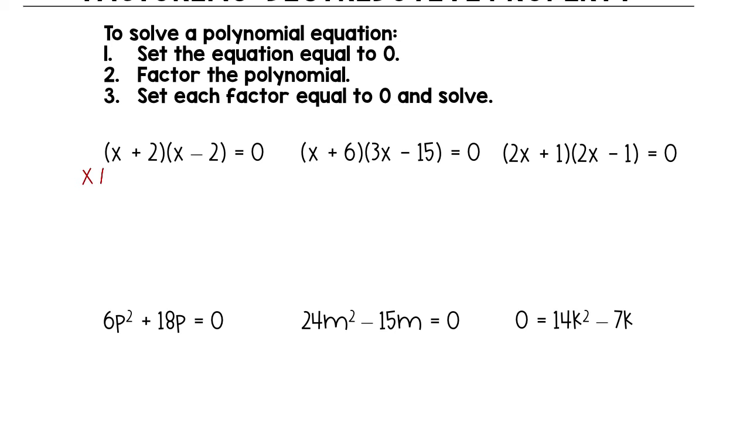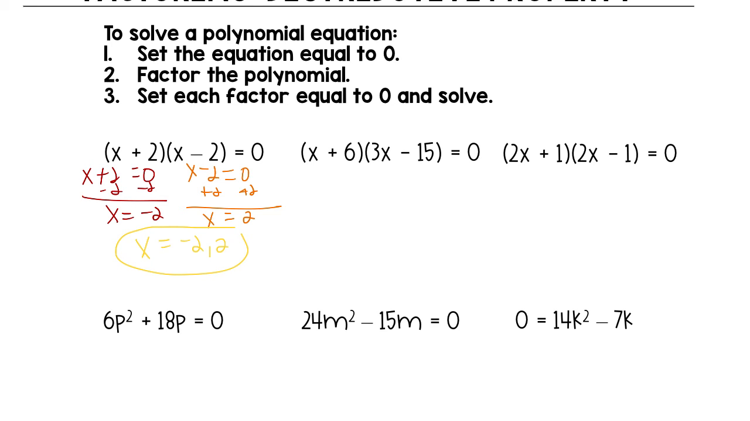I set each of these lovely parentheses equal to 0. And then I solve. Subtract 2. I'm left with x equals negative 2. Add 2. And I'm left with x equals 2. And that's our answers. When we write the answers down, we separate them with a comma. Negative 2, 2. And that's it.